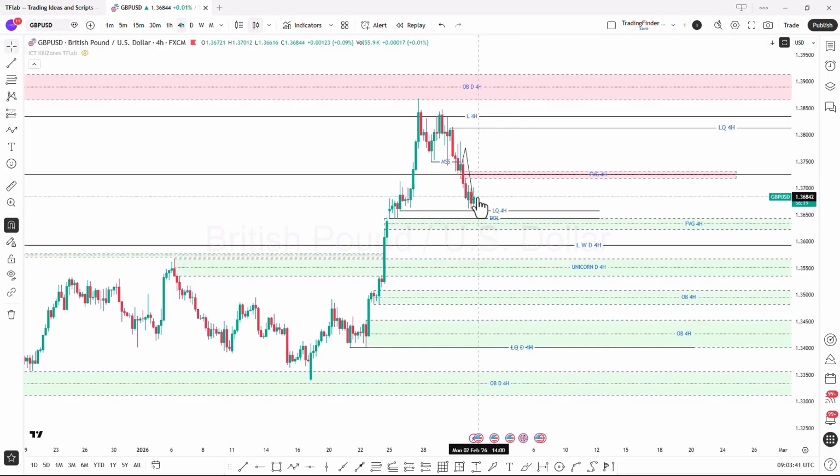Also, if momentum increases in the market, the price can move downward without a correction and head toward the order block level at 1.3643. It can move and enter the FVG zone, where we can enter a buy position in this area, targeting the fair value gap area at the 1.378 level.